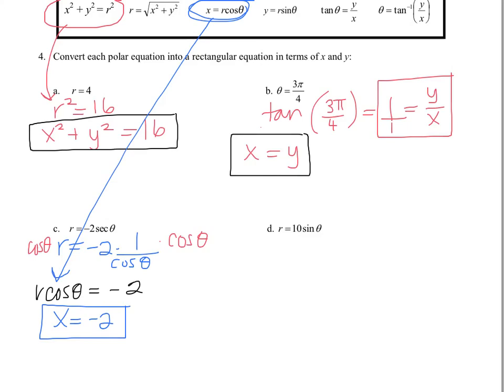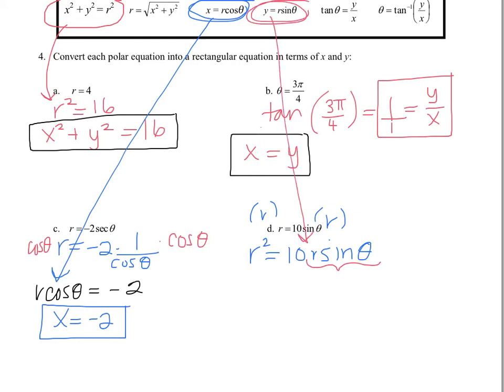All right, last one. I have r equals 10 sine theta. I'm going to multiply both sides by r. So I get r squared equals 10 r sine theta. This r sine theta is good to have because I can replace it with y. And over here, this r squared is good to have because I can replace it with x squared plus y squared, since x squared plus y squared equals r squared. So let's make those substitutions. This becomes x squared plus y squared, this becomes 10, and this becomes y.